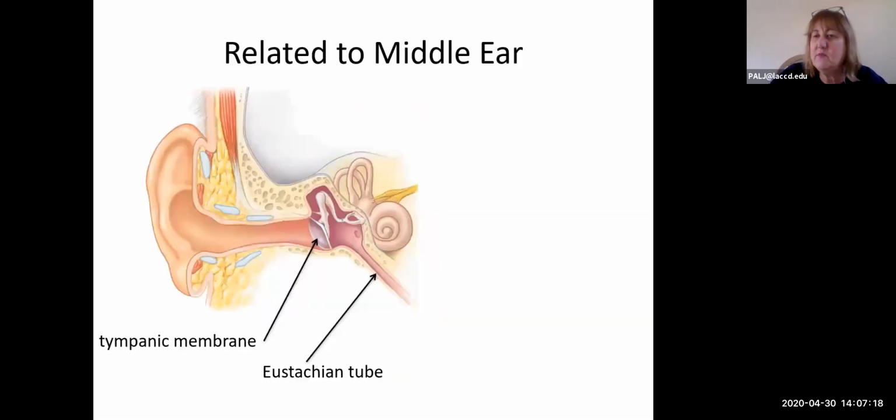Now, related to the middle ear are two structures. The first is the dividing line between the external ear and the middle ear, and that is the tympanic membrane, which is known by all your family members as the eardrum. Another structure which is related to the middle ear is the eustachian tube, also sometimes called the pharyngotympanic tube, and it extends from the middle ear to the pharynx.